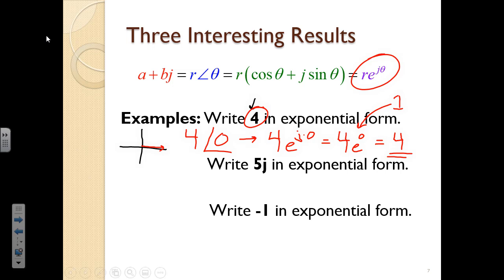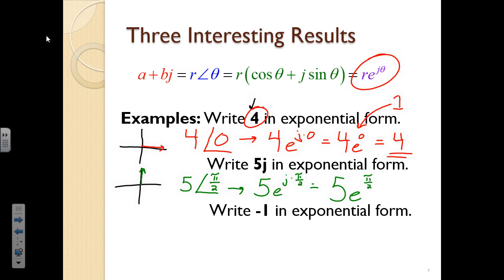Let's look at a purely imaginary number. 5j. On the Cartesian plane, 5j is pointing straight up 5 units because there's no real component. So what would this be in polar form? It would be 5 in the direction of 90 degrees, but we need to be in radians here. We're going to call this pi over 2. So when we put that into exponential form, this becomes 5 times e to the j times pi over 2, or in other words, 5e to the pi over 2j. And there it is. We put it in exponential form.